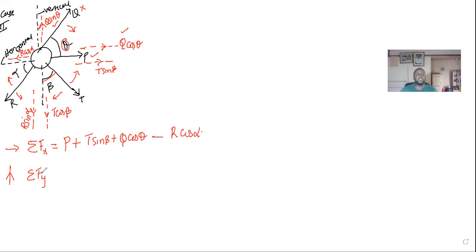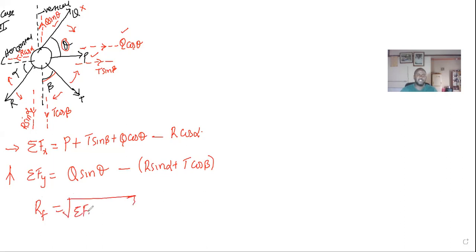Then in the vertical, sum of forces in the vertical, upwards we have 2 sine theta minus the downward forces, R sine alpha plus T cos beta. Still, if you want the resultant force, you get the square root of the sum of forces in the horizontal squared plus the sum of forces in the vertical squared. So we can have that definition down, unless someone has a question.